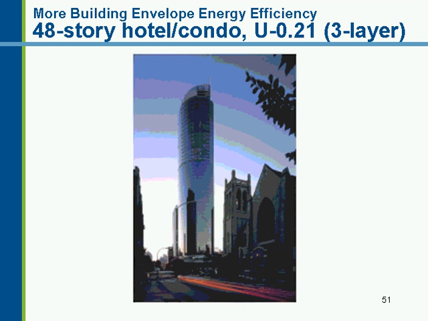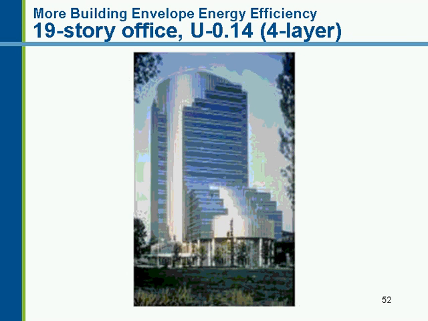And even more efficiency, here's another building that's also just across the Canadian border in Vancouver, British Columbia, an office building with a four-layer system and with a U-factor of 0.14. So these are both products with metal framing. So it doesn't necessarily have to be wood or vinyl. You can get there with metal frame systems and have very high performance if you have a very good thermal break.